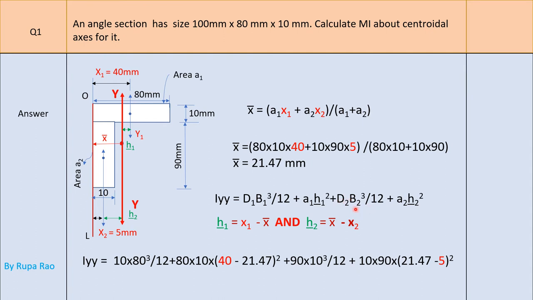Next is d2 b2 cube. d2, this vertical dimension, is 90. This horizontal dimension, 10, is our b2. So d2 b2 cube divided by 12 plus, now area a2 is 10 into 90. This is the rectangle 10 by 90. So area a2 is 10 into 90 into bracket, h2. Now I want to substitute h2. h2 is x bar minus x2. x bar is 21.47 minus x2, which is 5, which I have shown here. So put this whole thing in bracket and it's a square.